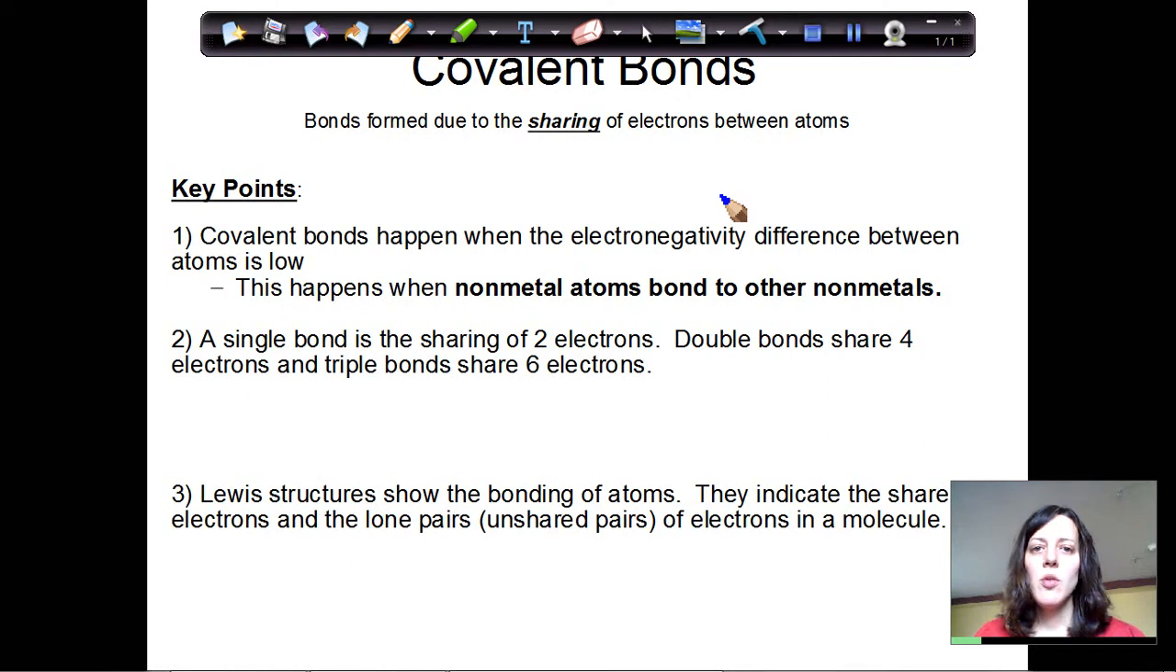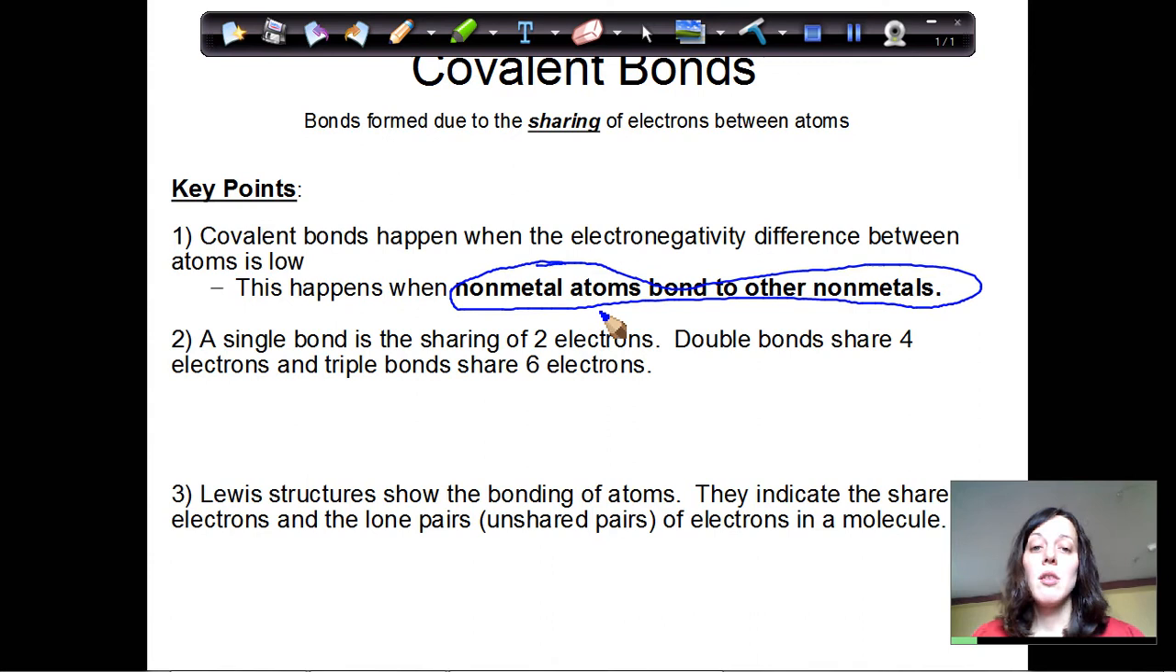In this video we are going to talk about covalent bonds as well as how to draw Lewis structures. Covalent bonds by definition are bonds formed due to the sharing of electrons between atoms. They are not transferring electrons, they are going to share them. So the key point with a covalent bond is this happens when the electronegativity difference between two atoms is low. So generally that means it happens from nonmetals bonding to other nonmetals.